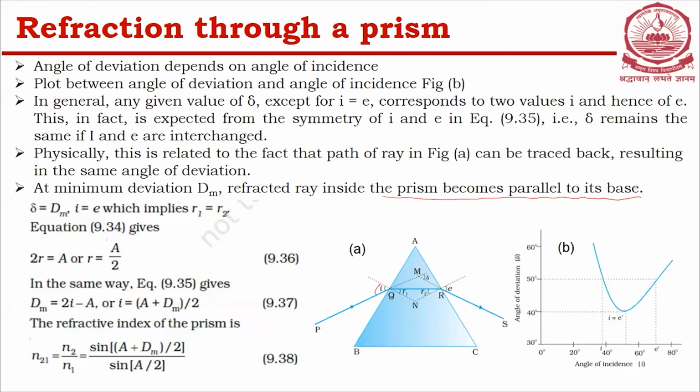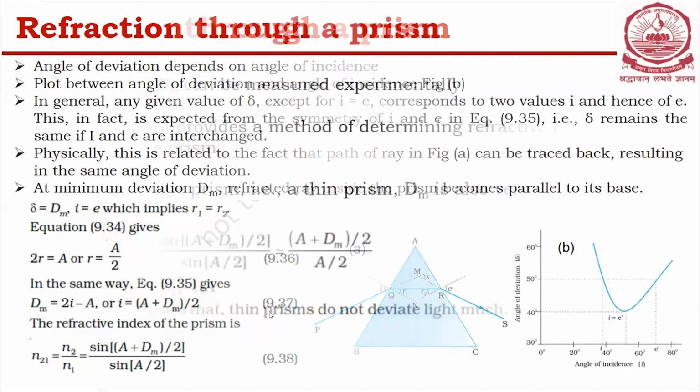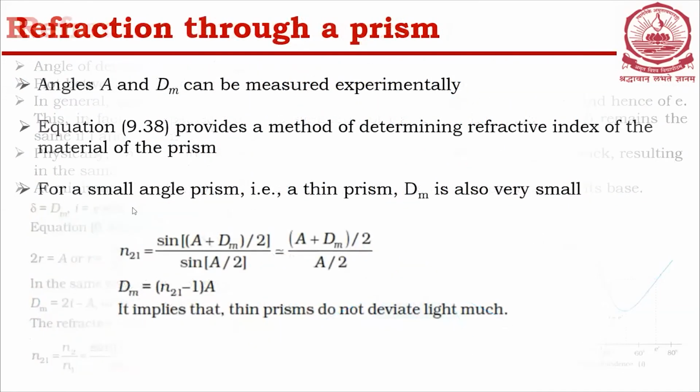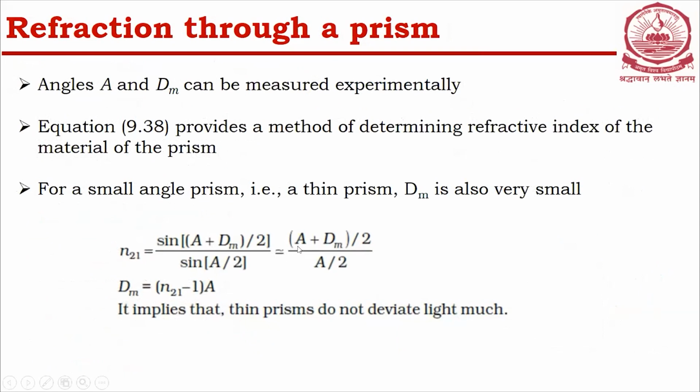So using monochromatic light, you can easily find the angle of minimum deviation by rotating the prism table. You don't need to draw the graph and all. The next thing is the same formula: n21 is equal to sin((A plus dm) by 2) by sin(A by 2). So this is how to find the refractive index.